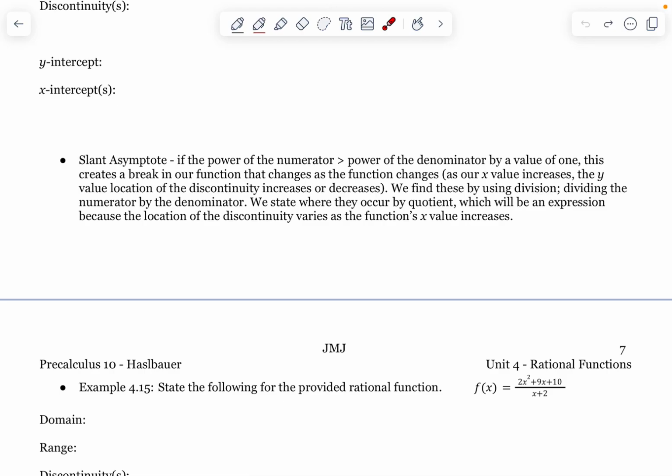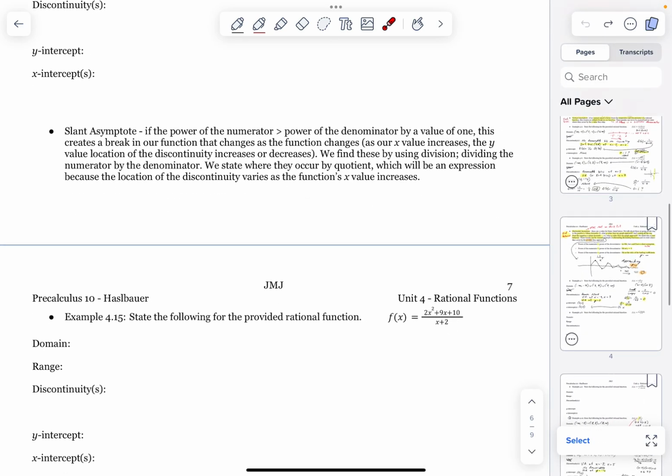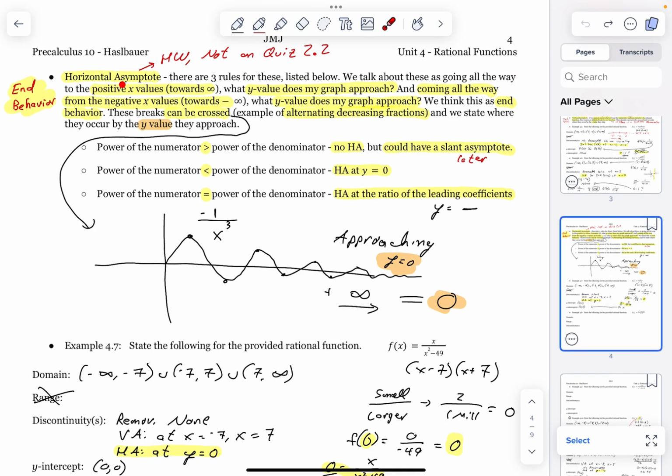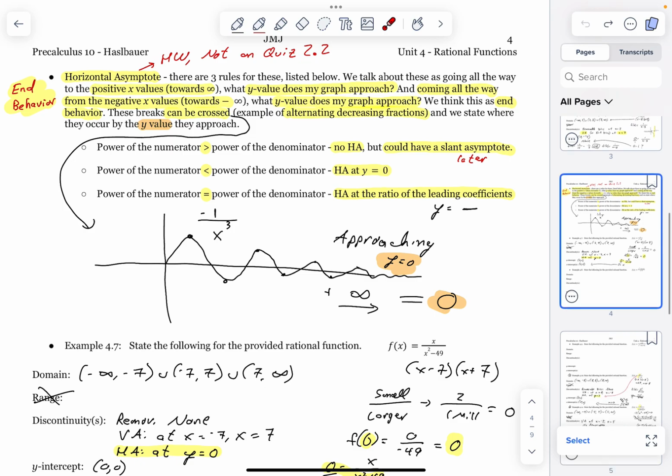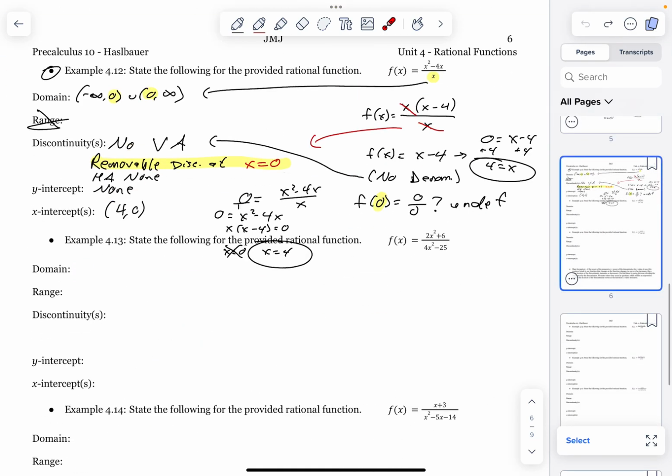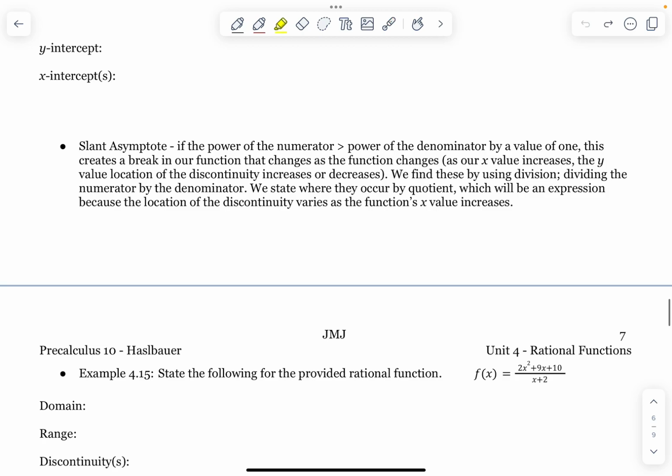We're going to take a look at slant asymptotes today. We heard this word a little while ago when we did horizontal asymptotes. We said that the power, or the degree, of the numerator versus the denominator determines where there is a horizontal asymptote, or if it occurs. And we said that if the power of the numerator is greater than the power of the denominator, then there's no horizontal asymptote, but there could be a slant. So let's take a look at what it means to be a slant asymptote and when that would occur.